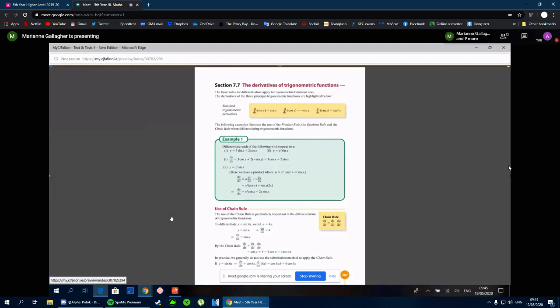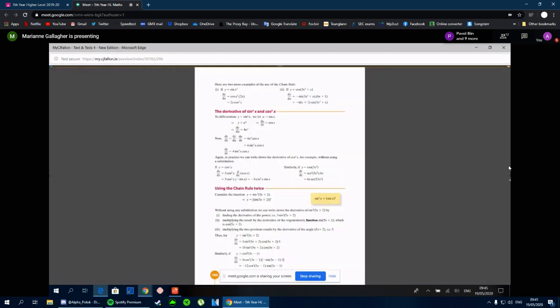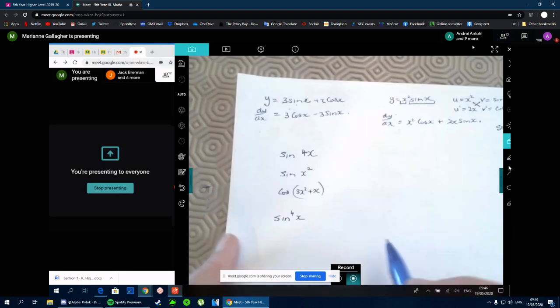So let's take a simple one first. I'm going to do sine. Okay, I'm just taking down the examples out of the book to go through them step by step.